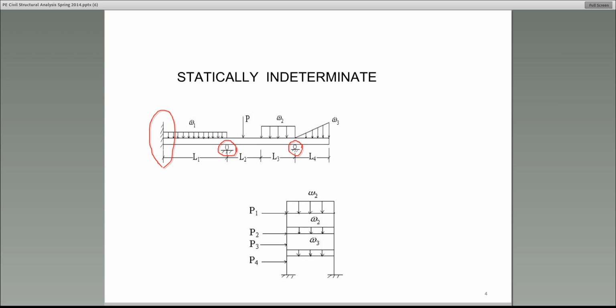And I already see Donald says 5 reactions, so is Van. Van, your last name is not easy to pronounce, so I'm just going to say Van if you don't mind. So we have 5 unknowns.